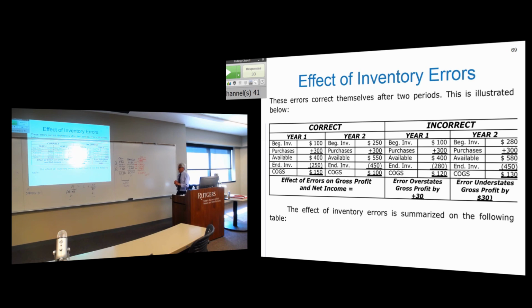All right. Any questions on that? I mean, that's just a fact. I don't want to say it's a thing you have to memorize, but it's important to note the impact of inventory errors, or not even an error, the method. FIFO gives you higher inventory, lower cost of goods sold, higher profit.